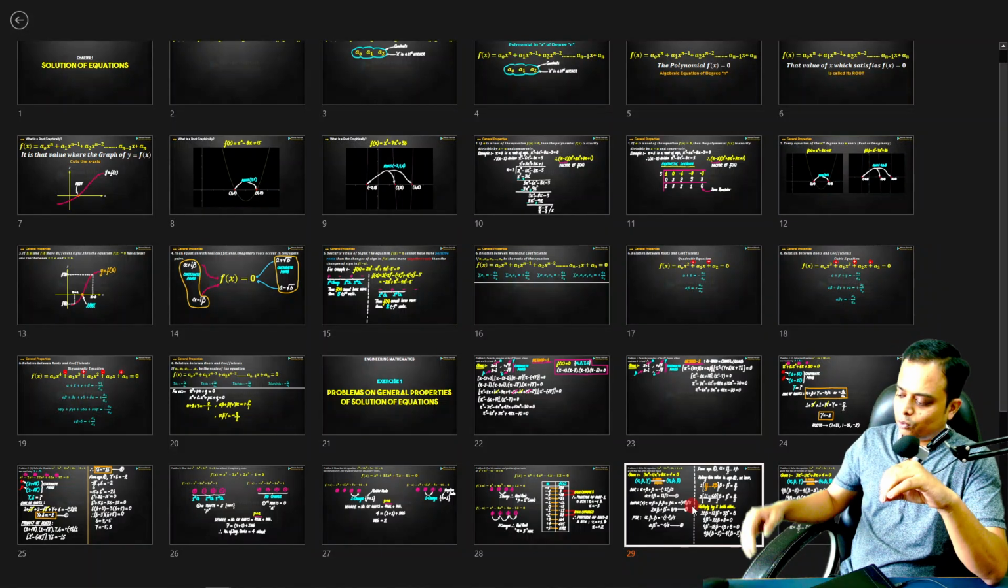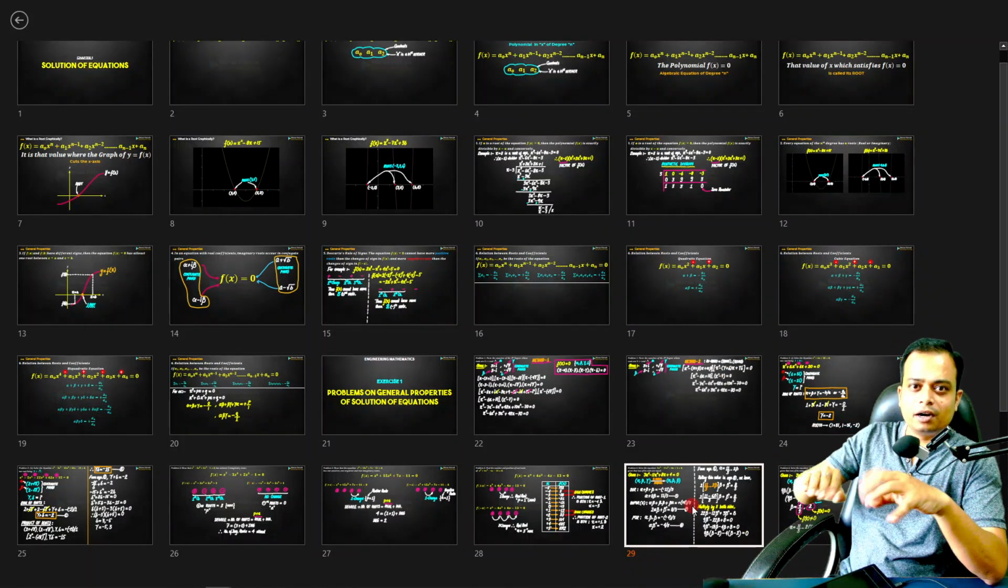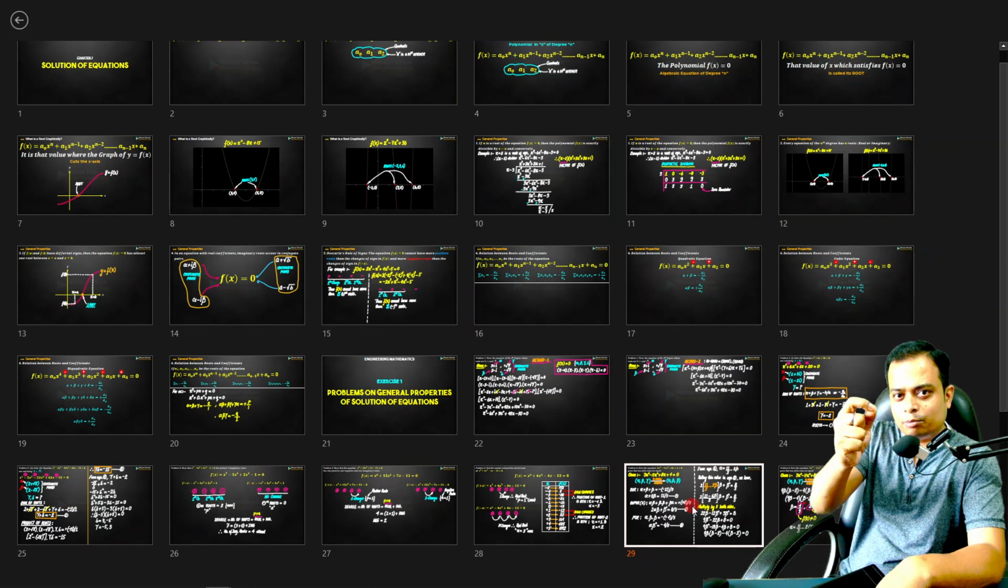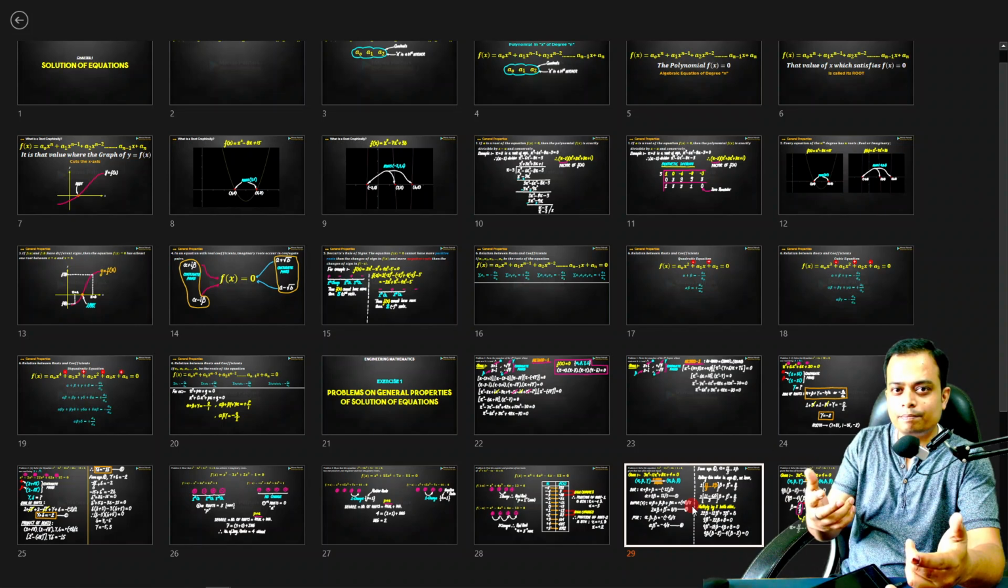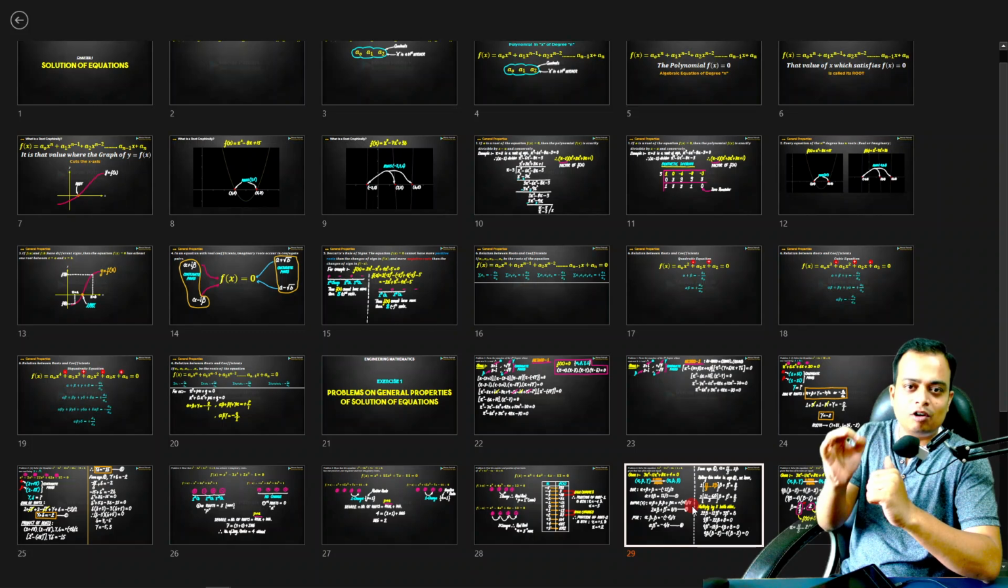So far, we know that wherever the function of a graph cuts the x-axis, it is at that very point we get a root. Okay, but what about equal roots? How can you define them? How can you observe them graphically? This is something that will be the agenda of today's session.